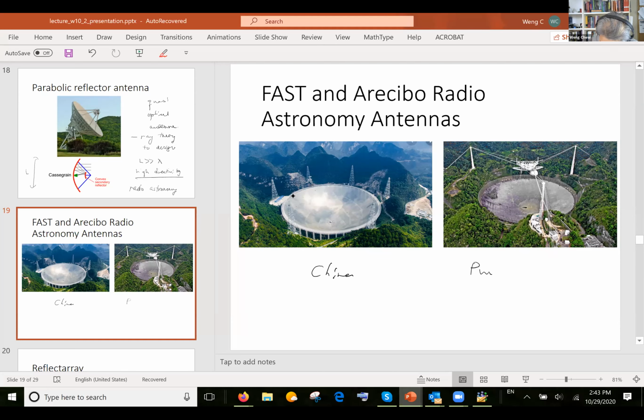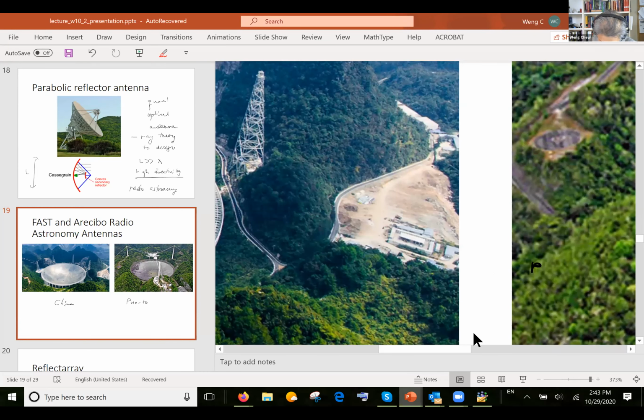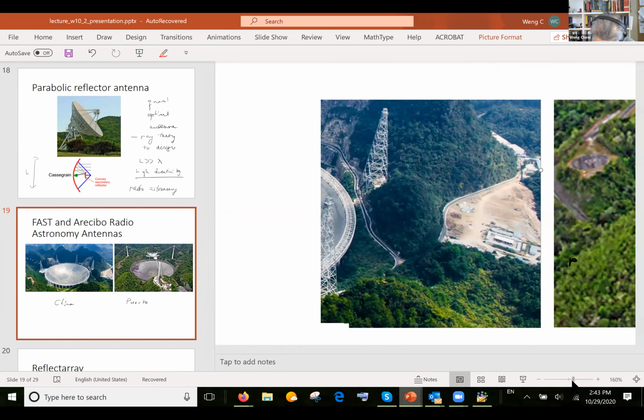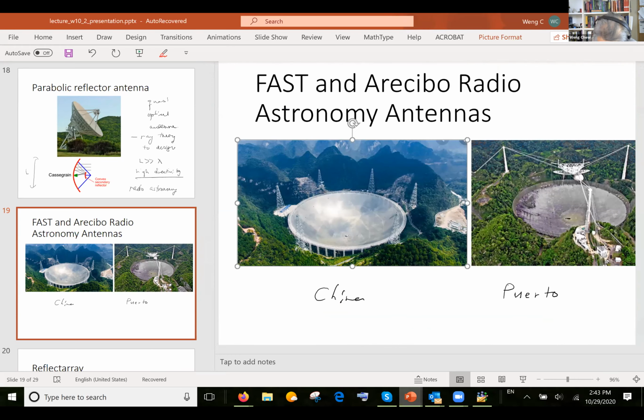This is in Puerto, how do you spell Puerto Rico? Puerto, oops, why does it go that way? Puerto Rico.